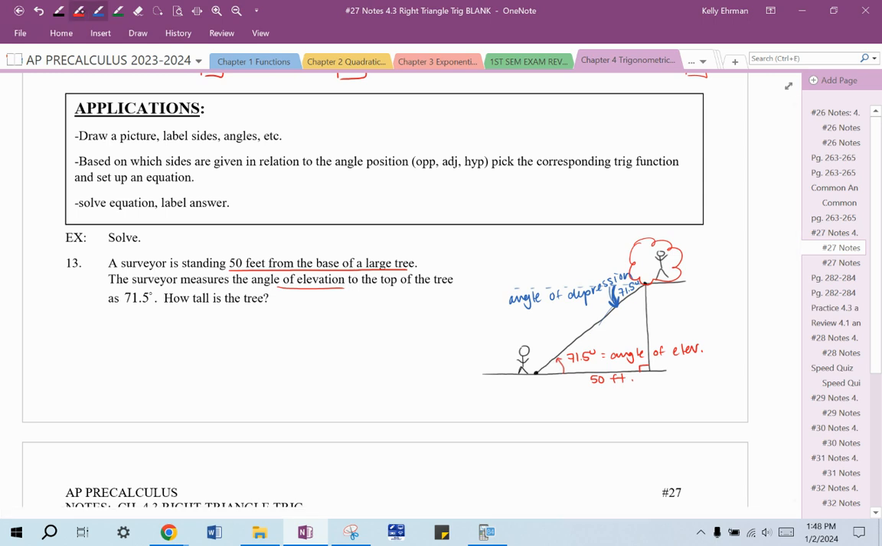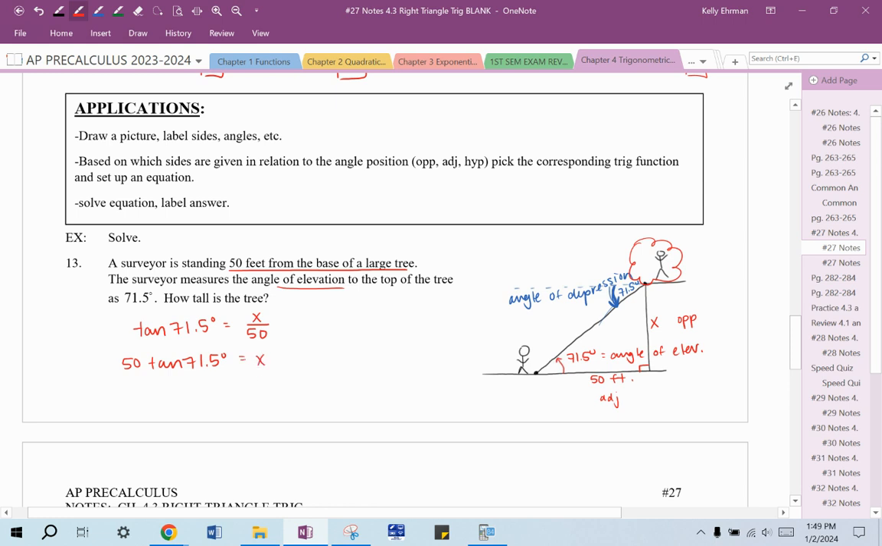Okay, how tall is the tree? We're trying to find, let's put an x right here, that height. So compared to 71.5, we're trying to find the side opposite, and we have a side adjacent. So which trig function uses those two items? Tangent. So we're going to set this up. Tangent of the angle is equal to opposite over adjacent. How do I solve this for x? Well, if it's x divided by 50, I multiply 50 over to this side. Now, the exact answer is 50 times tangent of 71.5 degrees feet, but I want to approximate this.